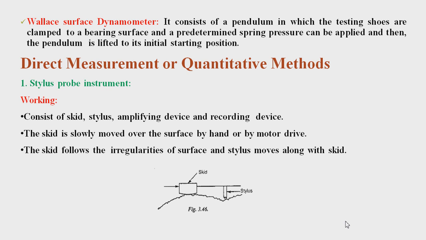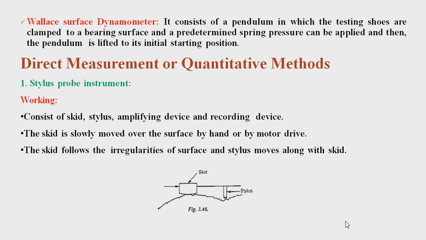After discussing the indirect measurement methods, now we will discuss direct measurement or quantitative methods. In these methods, numerical values of surface finish are obtained. The first in this series is the stylus probe instrument. The working of the stylus probe instrument is as follows. It consists of skid, stylus, amplifying device and recording device.